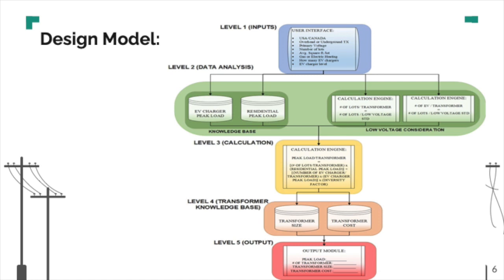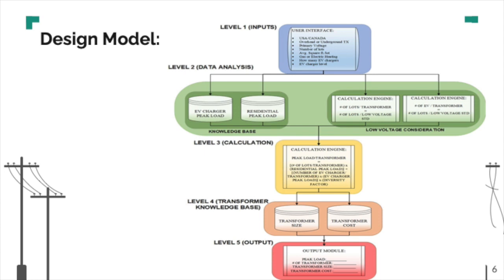Level 1 being the input stage, which includes the graphical user interface and user inputs. Level 2 being the data analysis stage, which uses the previous inputs to determine the correct peak load, knowledge bases, and low voltage consideration calculations. Level 3 being the calculation stage, which is used to calculate the peak load of each transformer. And Level 4 being the transformer knowledge base stage to determine the optimal sizing and cost of transformers based on the output of Level 3.